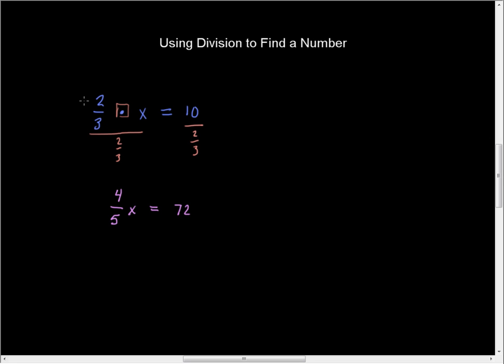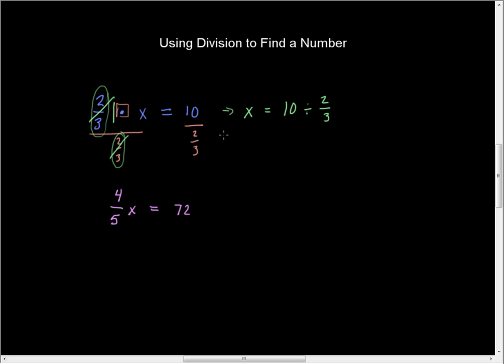The reason I do that is because any number, that whole thing, divided by itself is 1. They cancel out and give me 1 times x. But any number times 1 is that number. And so I really end up with x. And that equals 10 divided by 2/3.